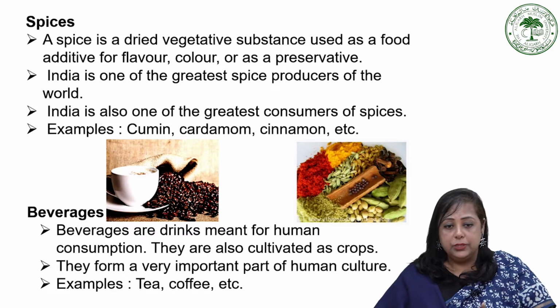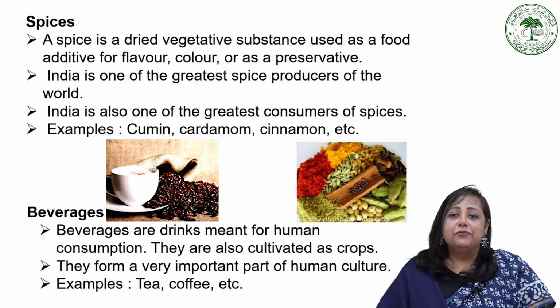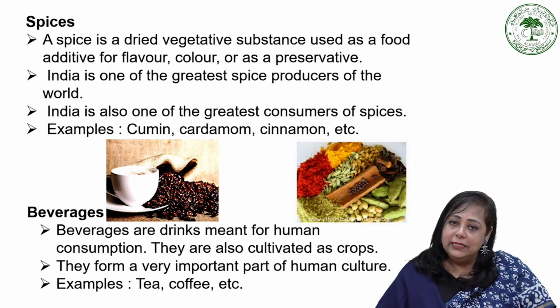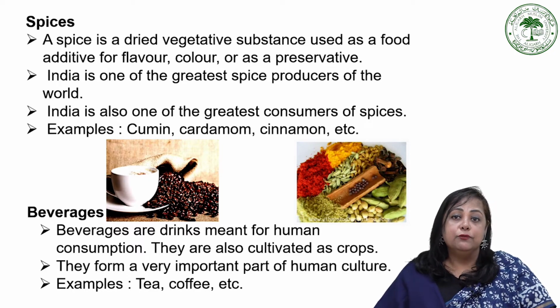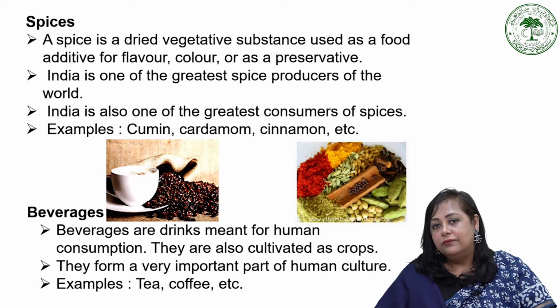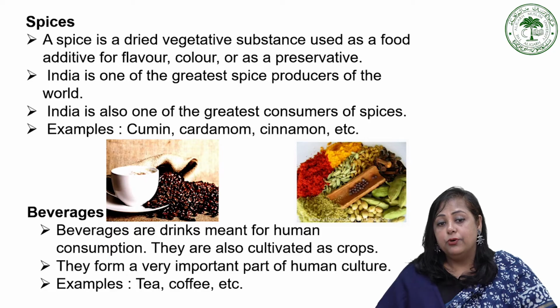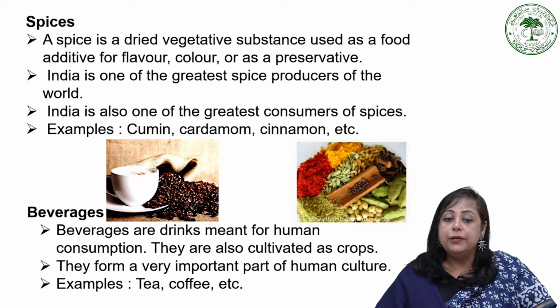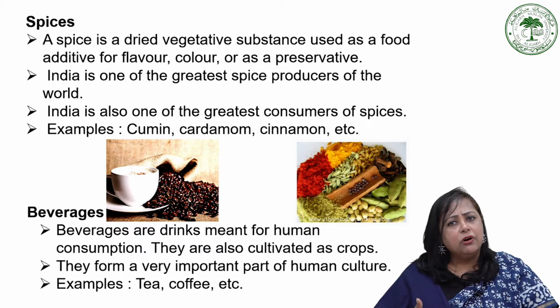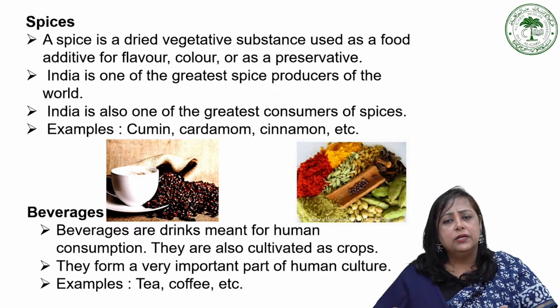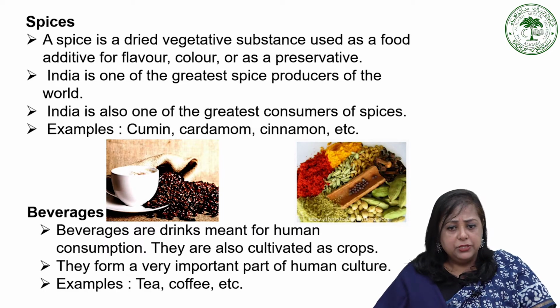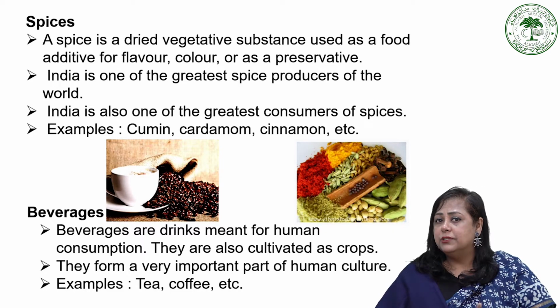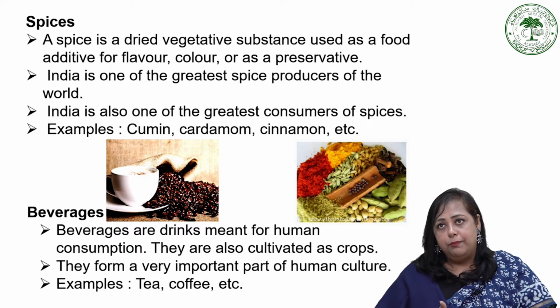Then we have beverages. Every time we visit someone's place, we are offered tea or coffee. That is the way of greeting. So we are into it. Beverages are drinks meant for human consumption. They are also cultivated as crops. They form a very important part of human culture. So tea and coffee are attached to our cultural practices. Like I just mentioned, whenever we go to somebody's place, the first thing we say is, would you like to have tea or coffee? So beverages have taken a very, very important part in our cultural system.